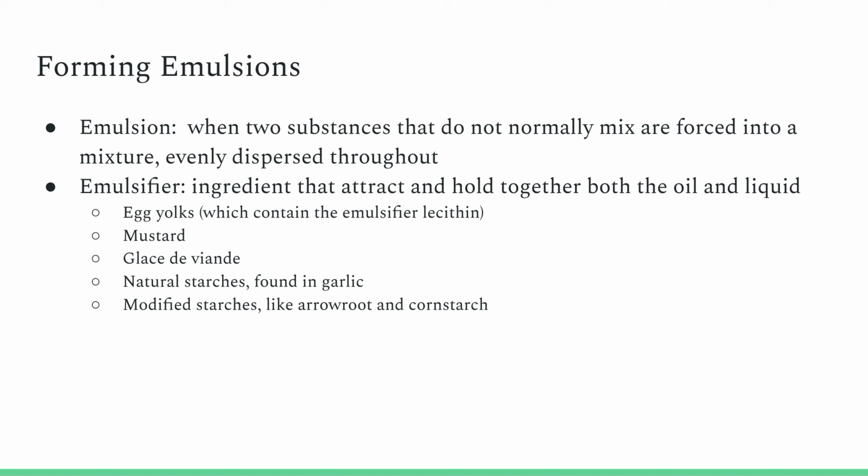And in forming emulsions, what are emulsions? Emulsions are when two substances that don't normally mix are forced into a mixture, and this tends to be evenly dispersed throughout. We see this typically in sauces. Vinaigrettes are a huge example. So, what you use to combine those two substances that don't want to stay together is an emulsifier, and that's an ingredient that attracts and holds both the oil and liquid together.